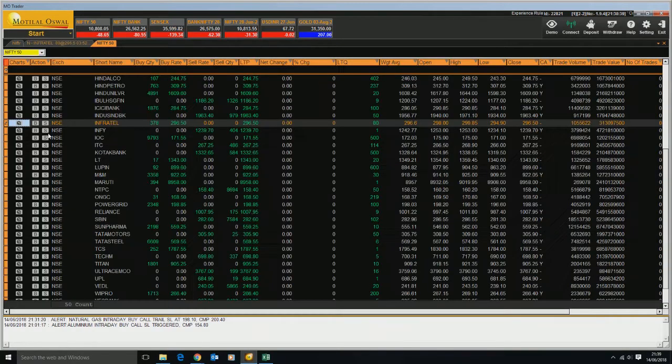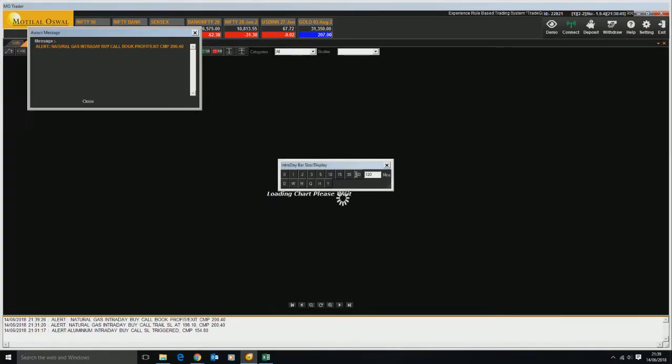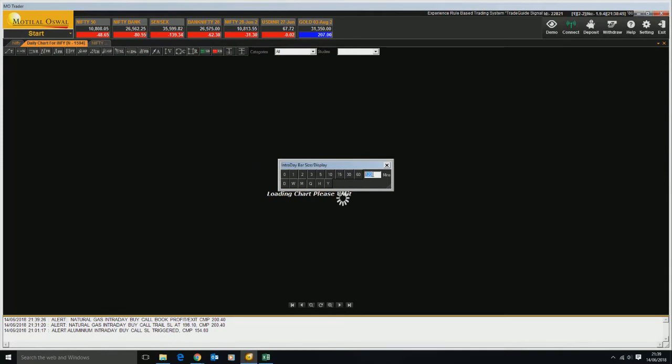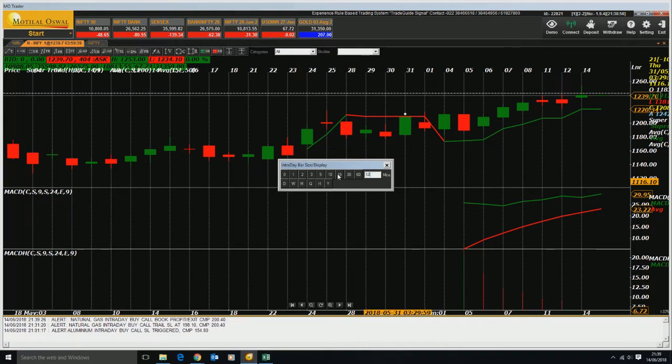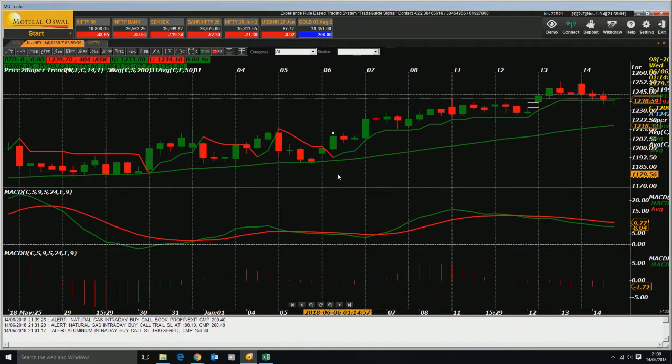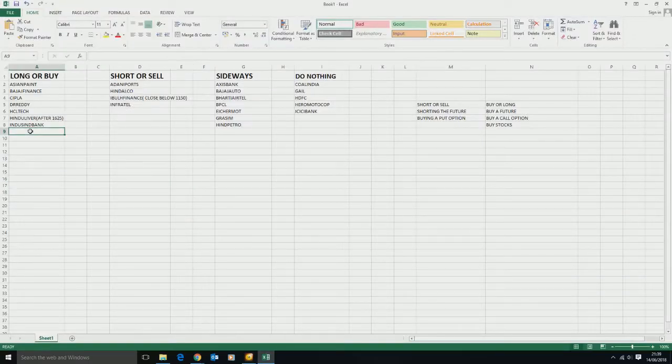Infosys, if I go on daily time frame or 375 minutes, Infosys, it's a buy for me. It's making higher highs, higher lows. And on my execution time frame, if I could see also, yes. So Infosys is a buy with a potential target of 1260. Infosys is a buy.